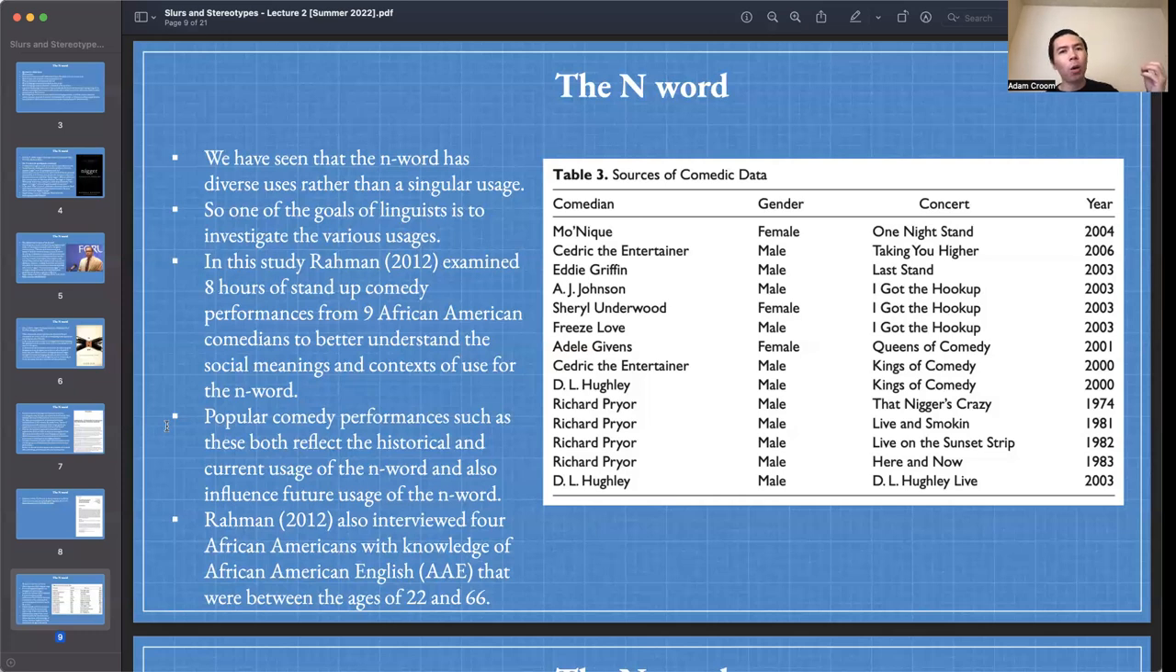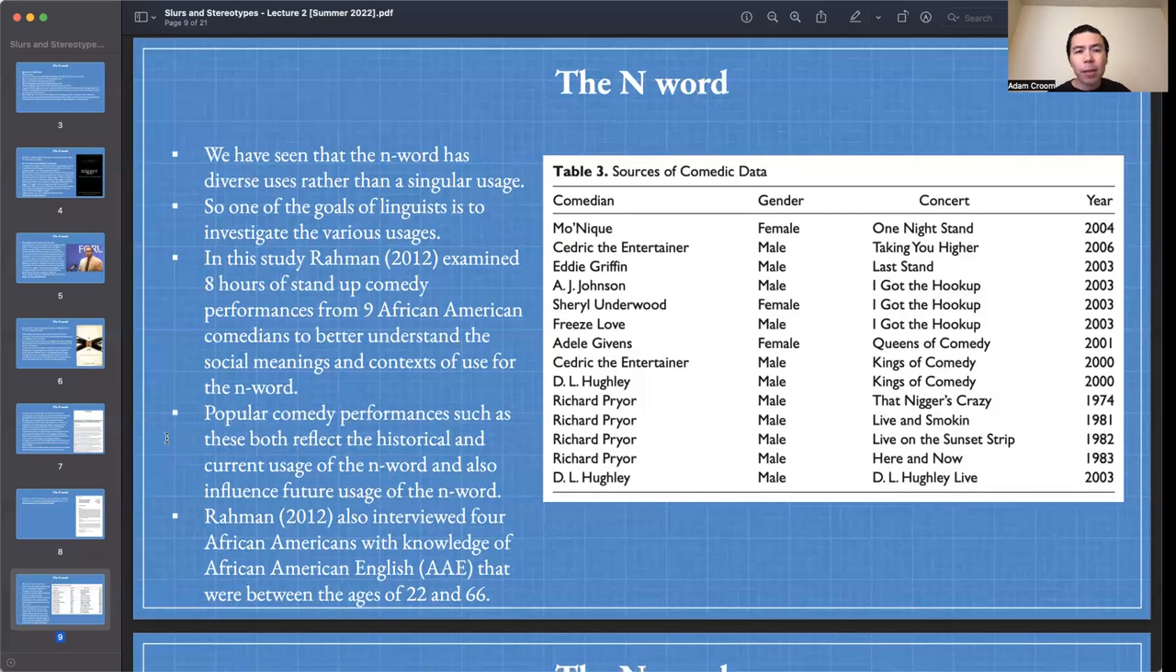Like, oh, okay, well, I know that Richard Pryor, D.L. Hughley understand the N-word to mean this, so now I will understand the N-word to mean something like this as well, okay? Or something to that effect, okay? So popular media serve both to inform, but also establish a sort of convention or guideline for future usages.